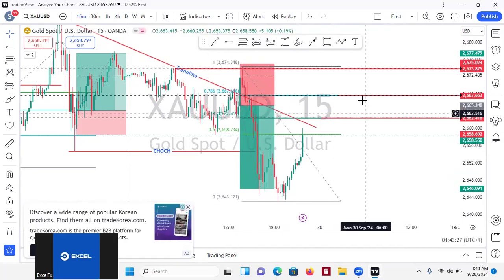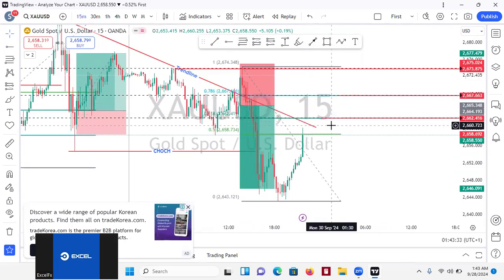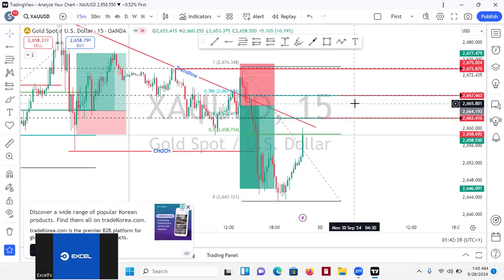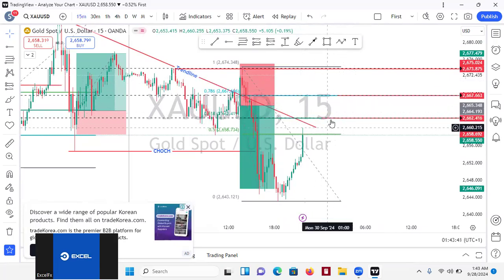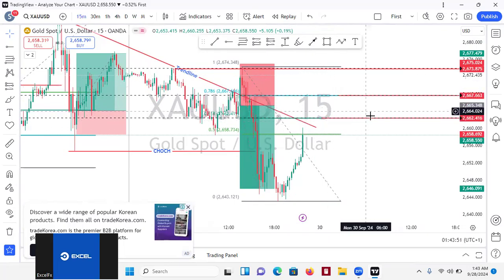So I'm expecting price to react at any of these levels. Once price comes to any of these levels, it's going to alert me that price has come there. And I'm going to check if there's any bearish candlestick confirmation before taking in a sell. So I don't want to miss out on this opportunity. That's why I am adding this alert.